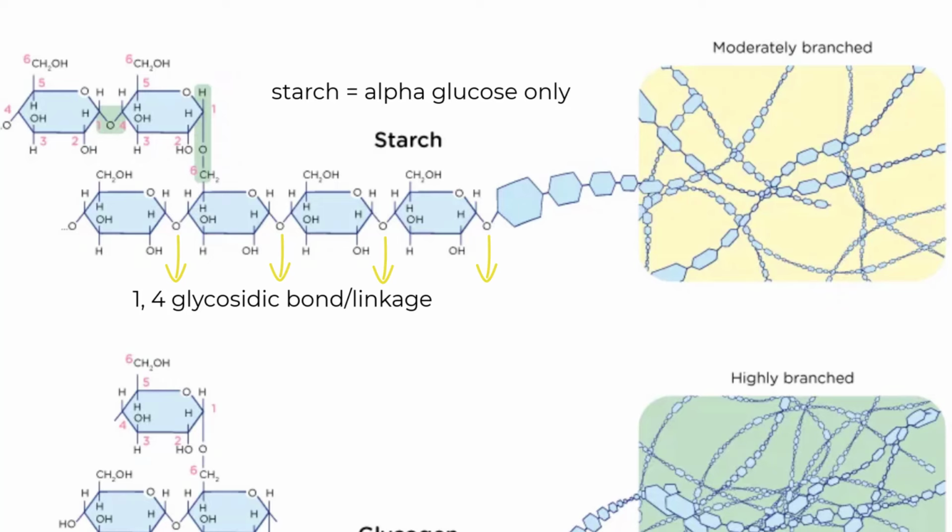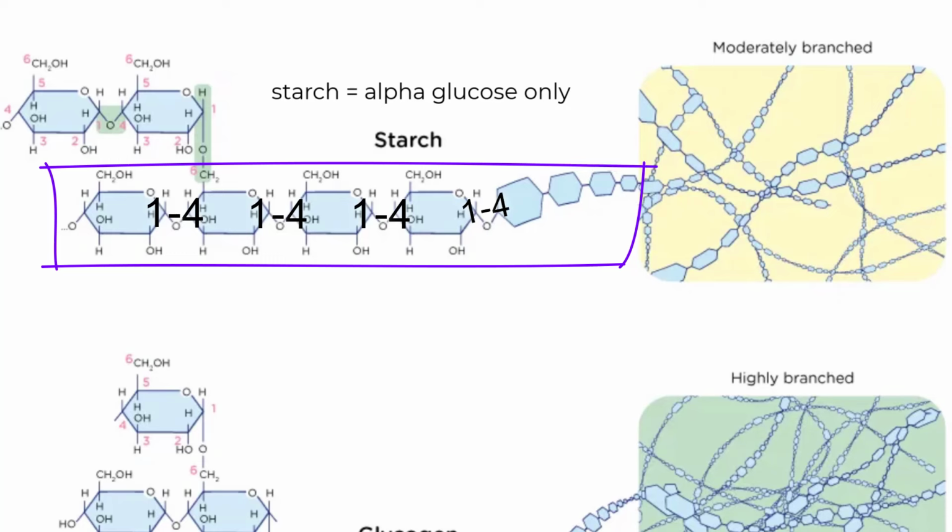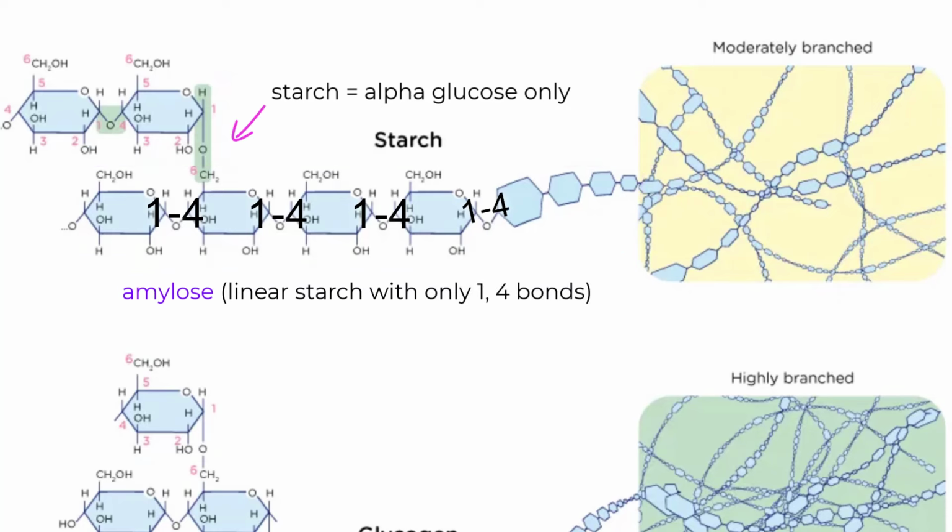We can break this down further into different types of starch molecules based on if the structure is linear or branched. If we only have 1,4 bonds between alpha glucose, meaning the molecule is one straight line of sugars, we call this amylose. But we can see here that sometimes the structure branches, and this branch shows a bond between carbon 1 of one molecule and carbon 6 of another.